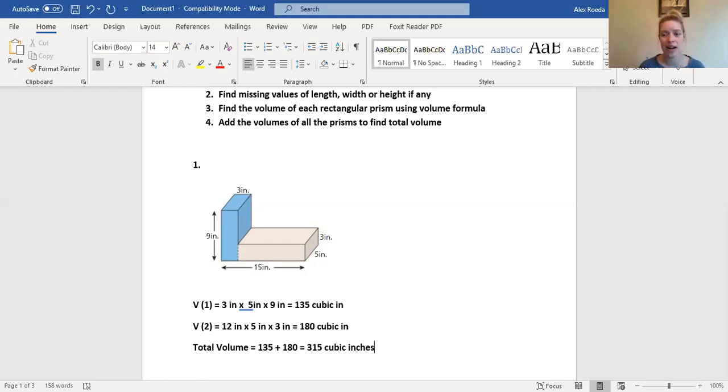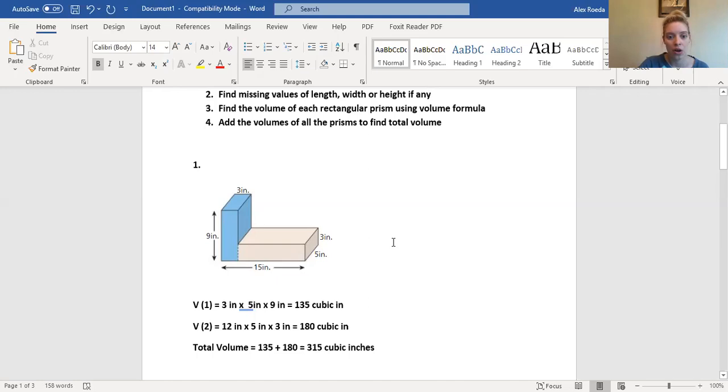The hardest part, guys, for some of you is going to be to find that missing value, or if you need to change the value of one of the prisms. So I would specifically take my time on that. I know you guys know how to use and work with this volume formula now. I'm really not concerned about that. And we know how to add two numbers together. The big step here is just going to be finding those missing values and changing those values if you need to.